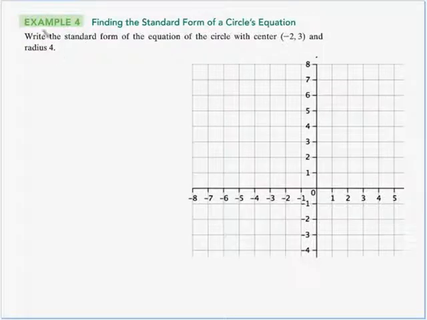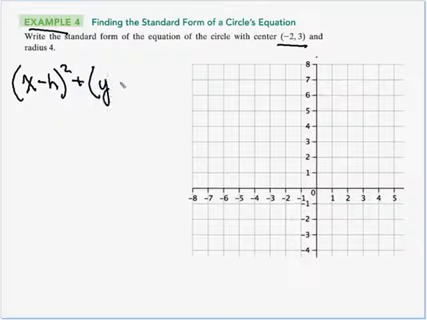Okay, now here in example 4, we're going to move our circle off the origin. Find the standard form of a circle's equation. Write the standard form of a circle with center here at -2, 3 and radius 4. So let's see, our formula is x minus h quantity squared plus y minus k quantity squared equals r squared. So we just want to write the standard form and get that h and k out of there, replace that with some numbers, and the r will replace with the radius.